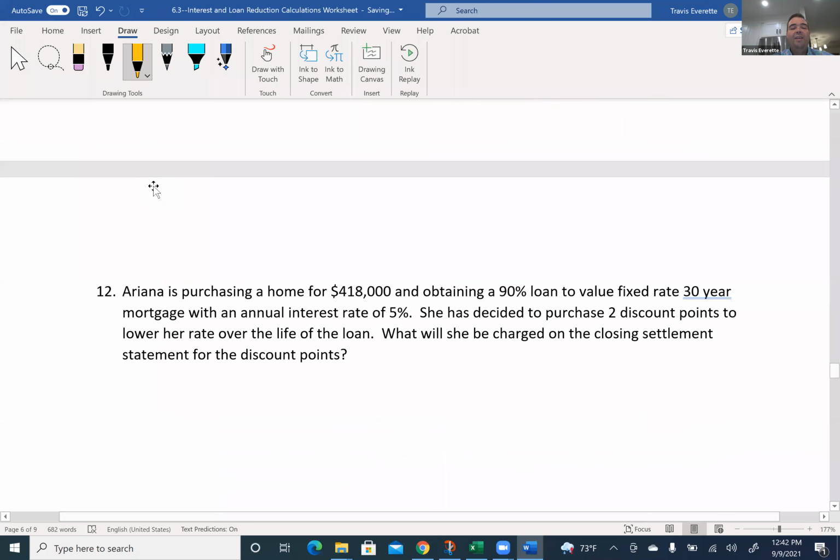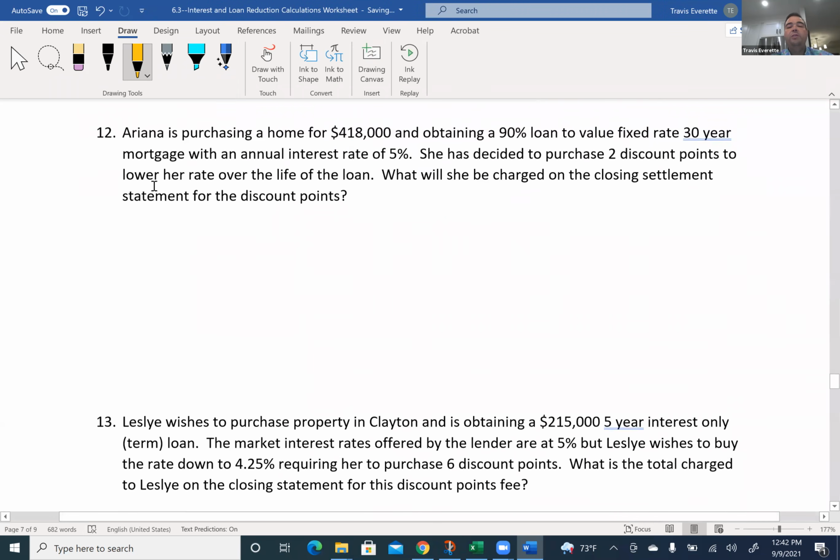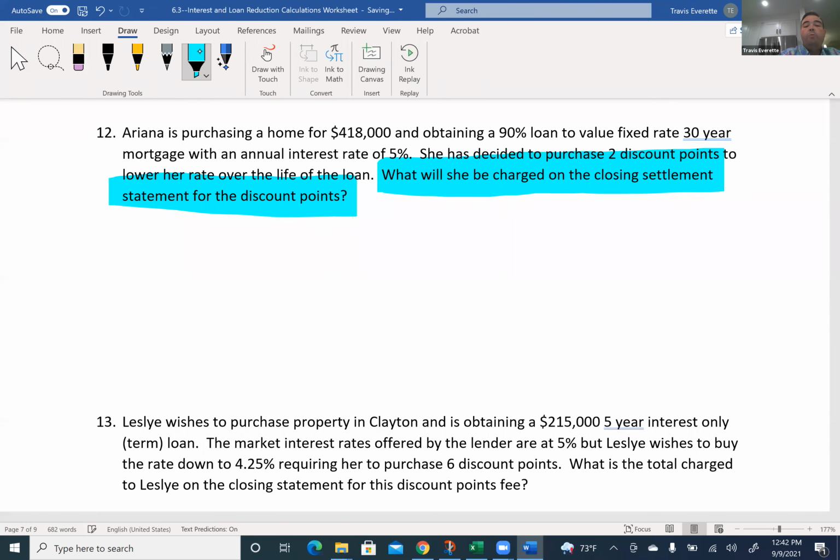Okay. Number 12, Ariana is purchasing a home for $418,000 and obtaining a 90% loan to value fixed rate 30-year mortgage with an annual interest rate of 5%. She's decided to purchase 2 discount points to lower her rate over the life of the loan. What will she be charged? There's our question word, right? What will she be charged on the closing settlement statement for the discount points? So they want to know the charge for the discount points.